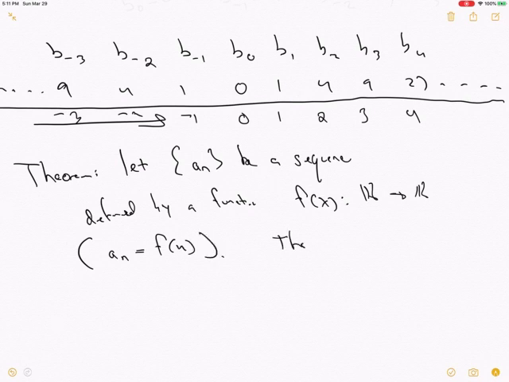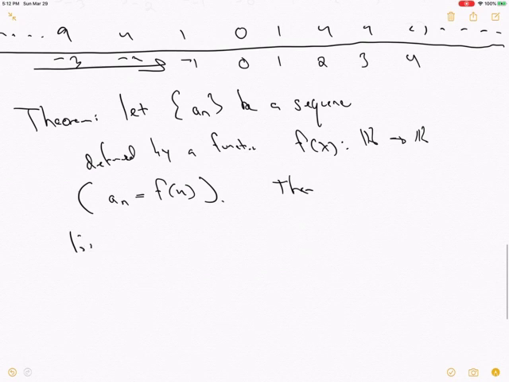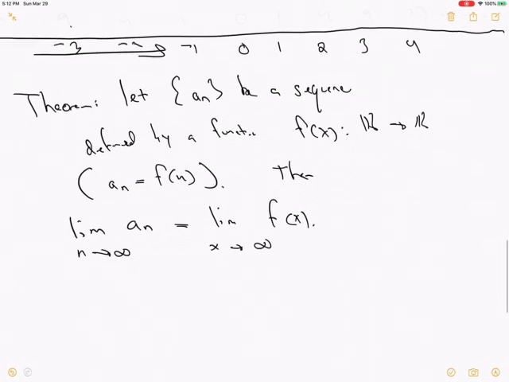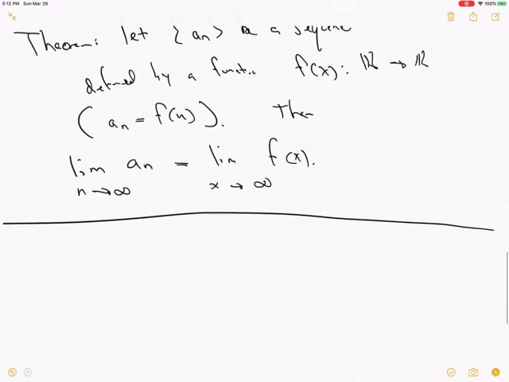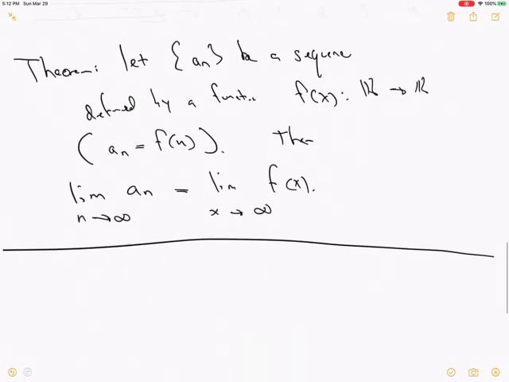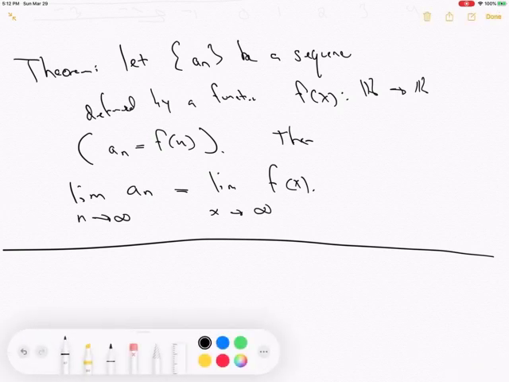Then the limit as n goes to infinity of a_n is the same thing as the limit as x goes to infinity of the function f of x. So we can use this to calculate limits of sequences, because in practice most of our sequences come from explicit formulas.